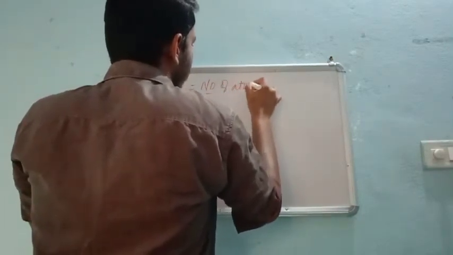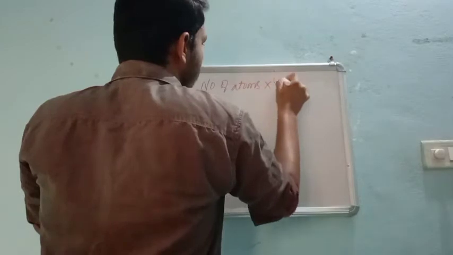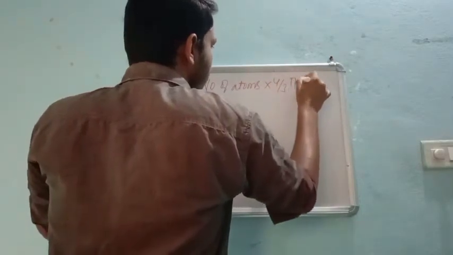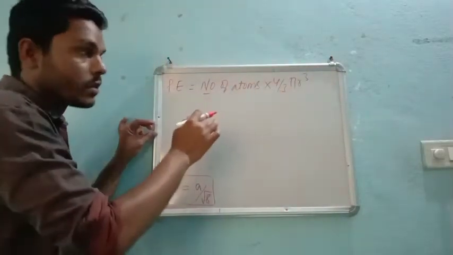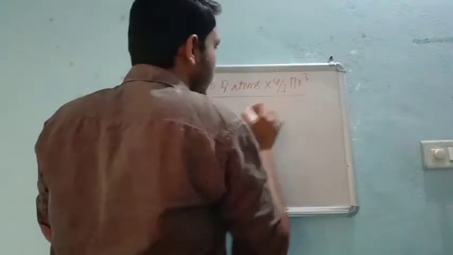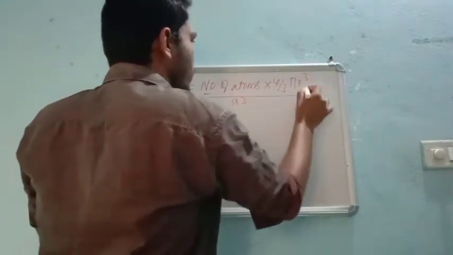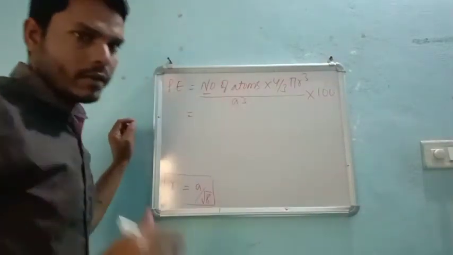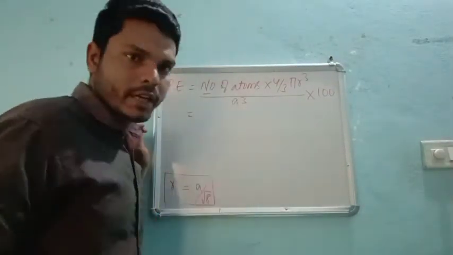So I am writing every time. Why? Because this is very important. Most of the students forget this. So that's why every time I am writing this formula, whole divided by a cube into 100. So now number of atoms, don't forget, we are in FCC type of unit cell.